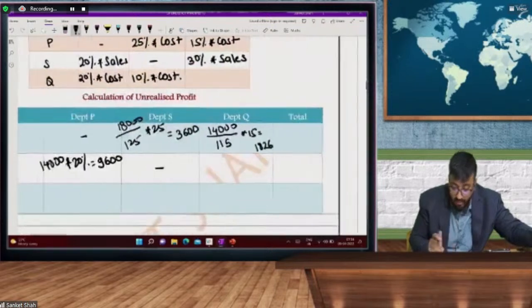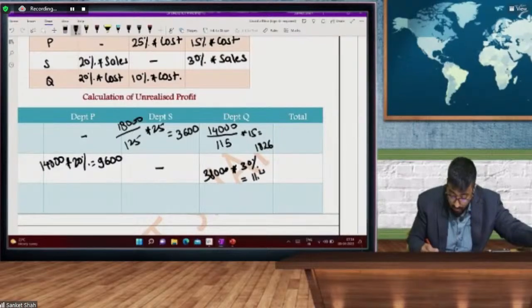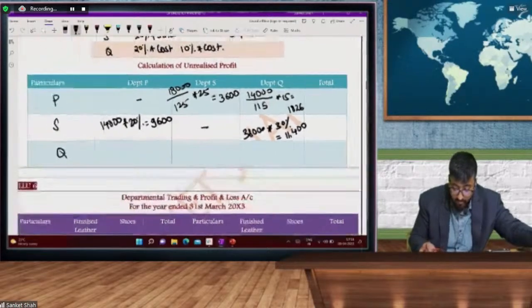14,000 into 20%, 9,600. 30% on sales. Now what is the stock? 38,000. 38,000 into 30%, 11,400. Correct, beta?